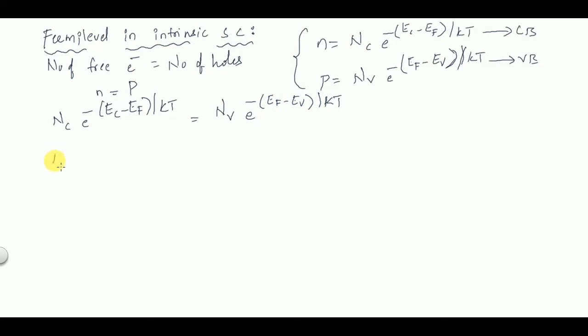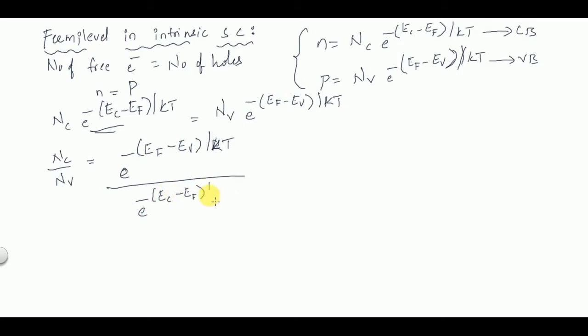Okay, so Nc by Nv I will take this side and I will send this term to the opposite side. So what does this term become? This is e power, so this is minus into Ef, so it will be Ef only. And minus into minus becomes plus, so Ef minus Ev doesn't change. So here when you send this term this side, it becomes by kT. I'll write one step here: kT divided by e power minus (Ec minus Ef) by kT.